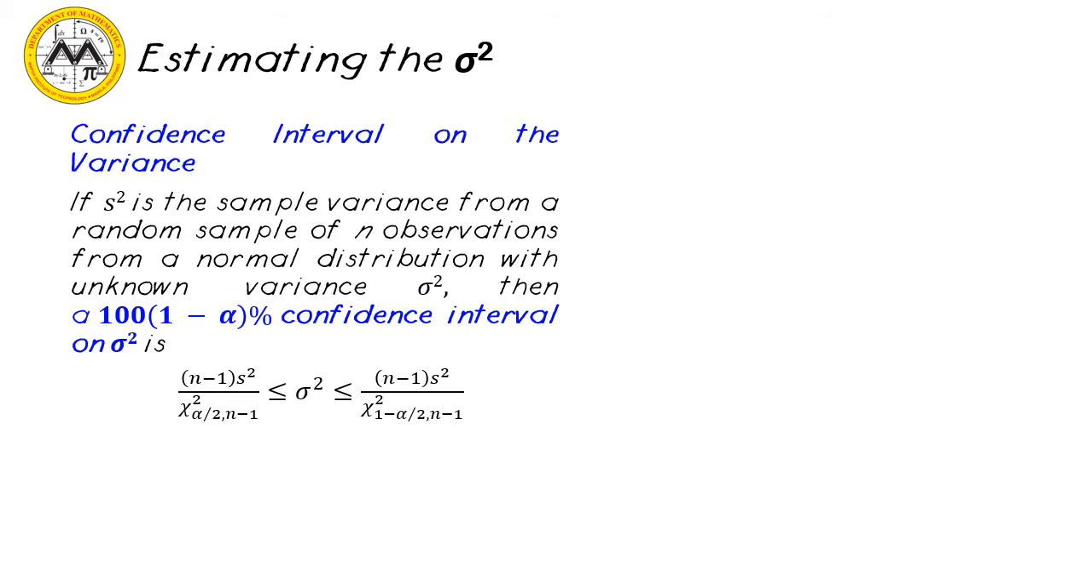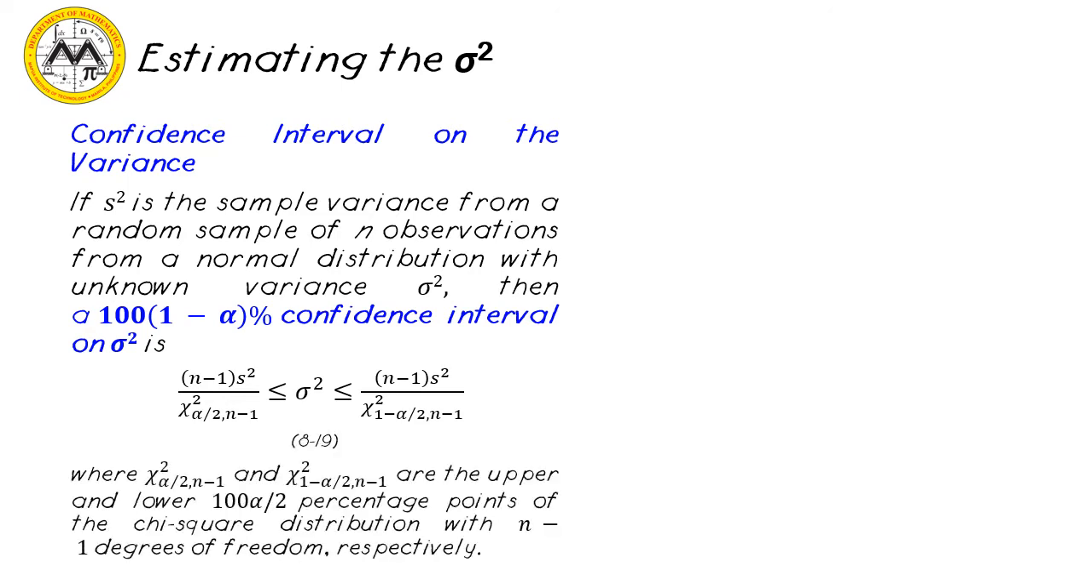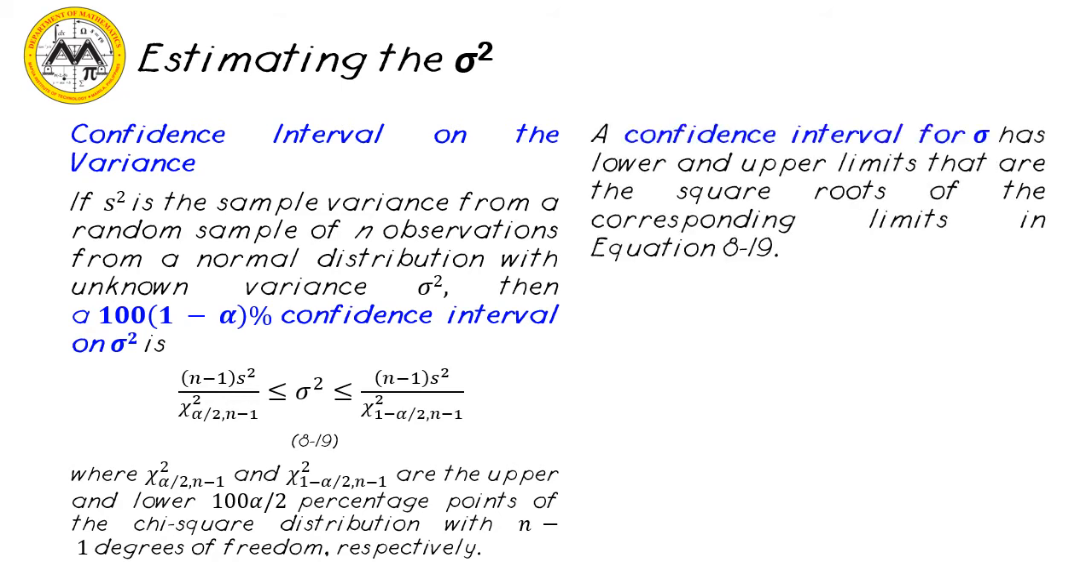Now take note that on the upper side, you have your 1 minus alpha over 2, and for the lower side, we have alpha over 2. Here chi squared of alpha over 2 and chi squared of 1 minus alpha over 2 are the upper and lower 100 times alpha over 2 percentage points of the chi-squared distribution with n minus 1 degrees of freedom, respectively. So a confidence interval for sigma has lower and upper confidence limits that are square roots of the corresponding limits in the variance.